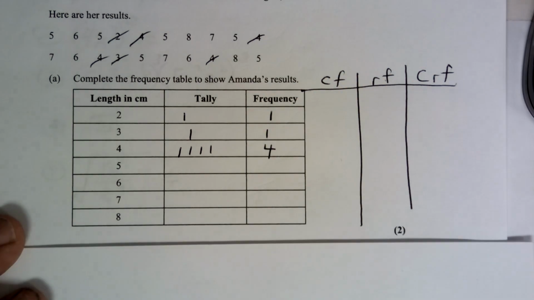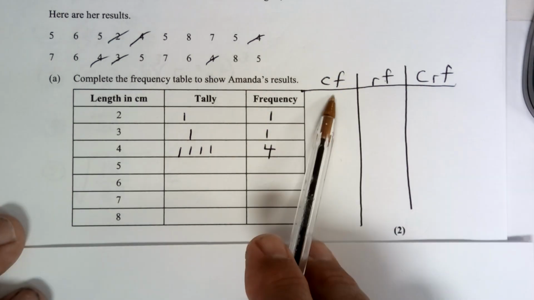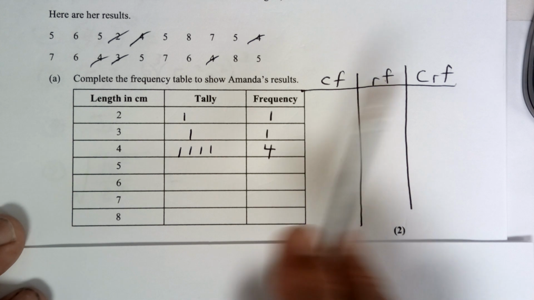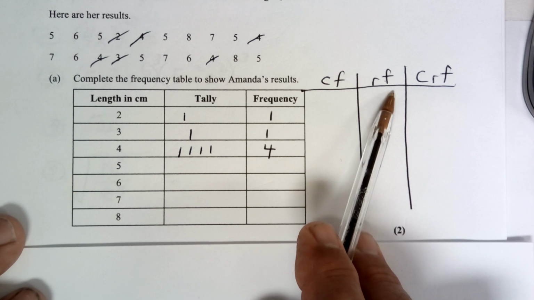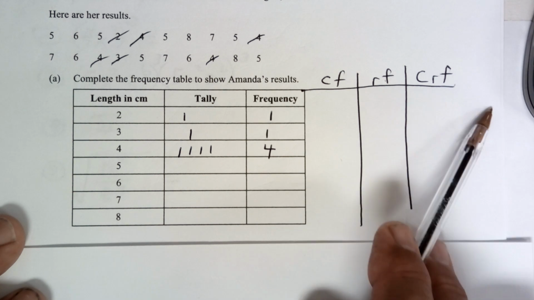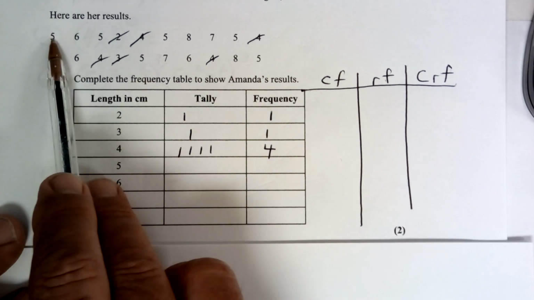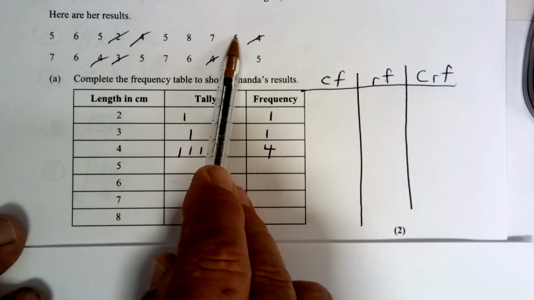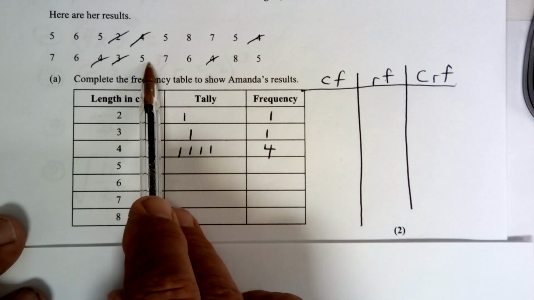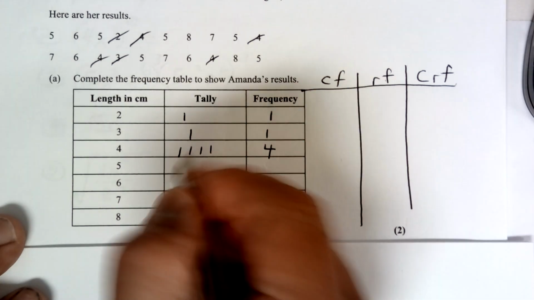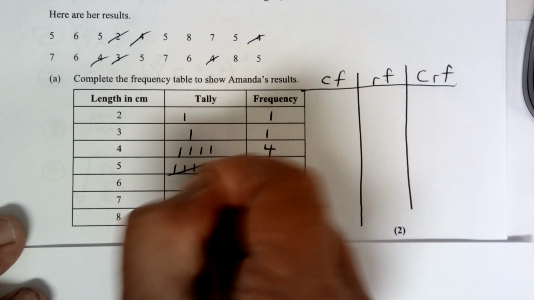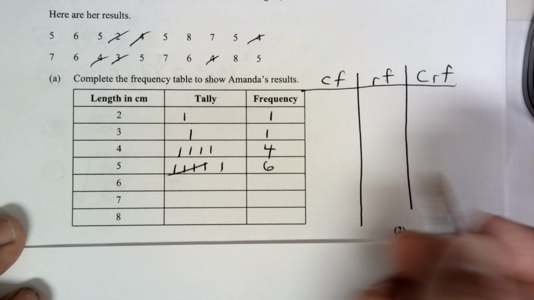And then you fill in the chart. I want the cumulative frequency, the relative frequency, and the cumulative relative frequency. Okay? So 5, 1, 2, 3, 4, 5, 6. There's 6 of them. So you put a 6 there. Okay?